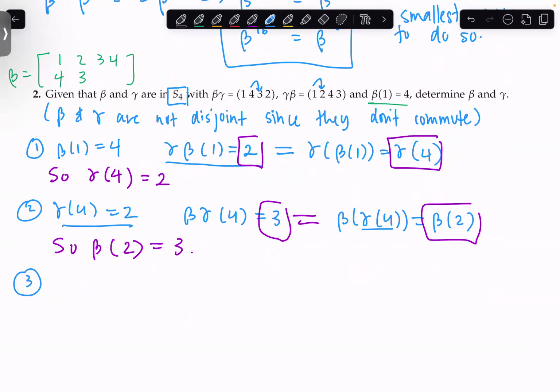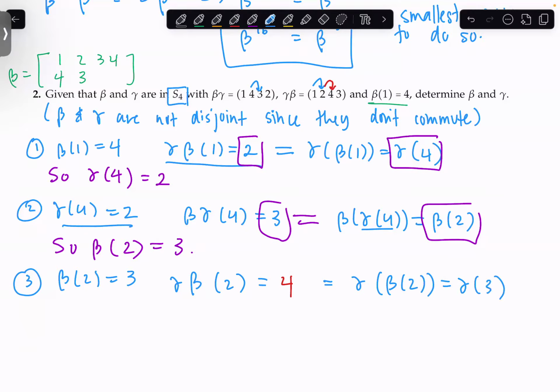Okay, but the work is going to look very similar. Now I'm going to study the fact that beta of 2 gave me back 3. And I'm going to look at gamma composed with beta of this value 2. So here I'm going to look at gamma composed with beta, and I decide what does 2 get mapped to. It gets mapped to 4. And then I study doing these separately, using the fact that I know that beta sends 2 to 3. So all together, what this is telling me is that gamma of 3 gets sent to 4.